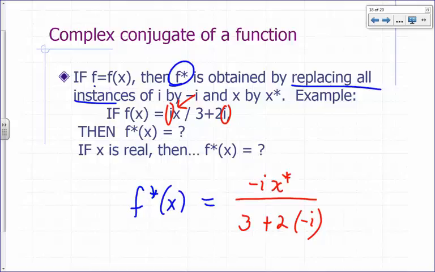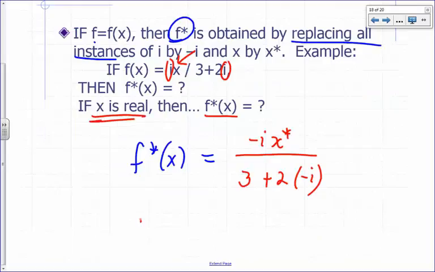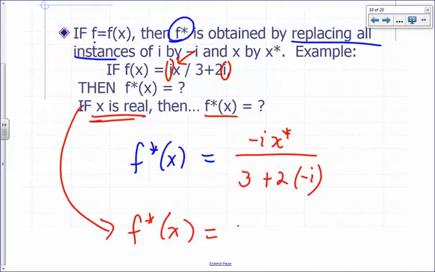Now, what if x happens to be real? Then what do you do? If x is real, then f star of x, in this case, would be equal to negative ix over 3 minus 2i. I don't have to put a star on the x, if I know for a fact that x is real.